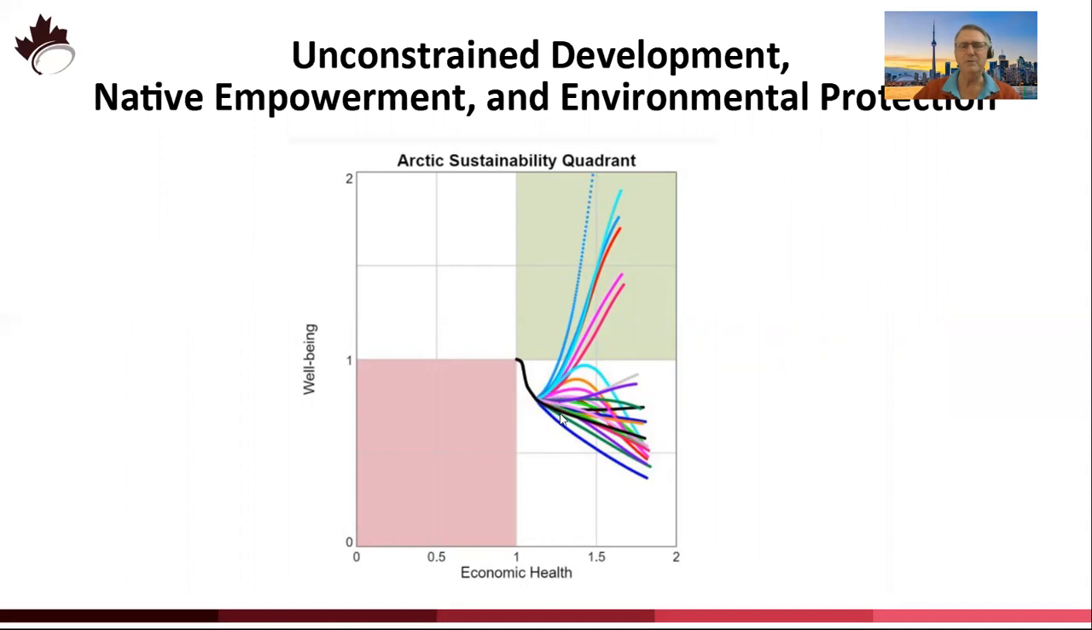And we did a simulation of 25 different sets of policy parameters. And you can see that there are some sets of policy parameters that move the system into this upper right-hand quadrant of favorable economic health and favorable environmental well-being. However, many of the policy parameter settings result in improved economic health, but reduced environmental well-being.